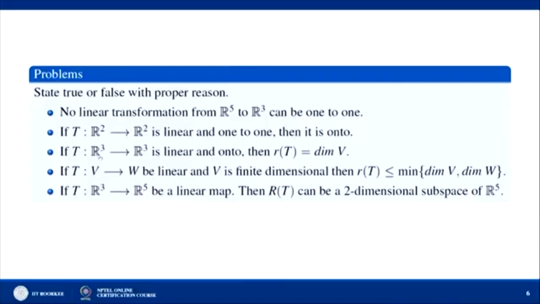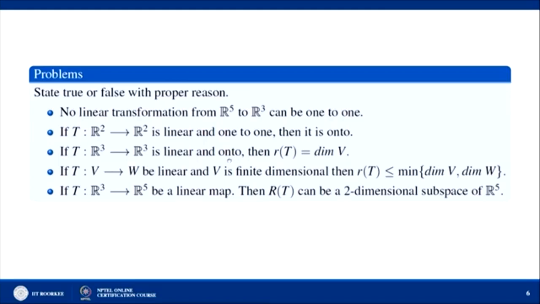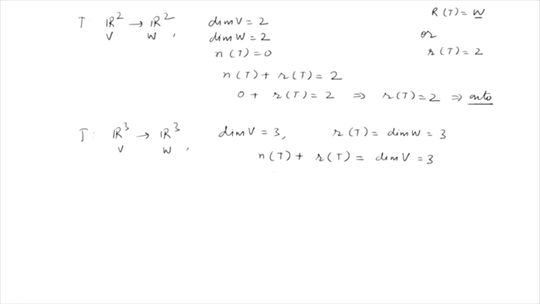In the next one, if T is from R3 to R3 and it is linear and onto, then rank of T is equal to the dimension of V. Here the dimension of V is 3. Okay. So, now it is linear and onto. T is from R3 to R3, it is V, it is W, the dimension of V here is 3, T is linear and onto. Onto means rank of T is equal to the dimension of W, which is 3. So, nullity of T plus rank of T will be equal to the dimension of V, which is 3. So, what is given to us? It is onto. Now, here it is 1 to 1. So, it is 0 plus rank of T equal to the dimension of V. So, it is clear.